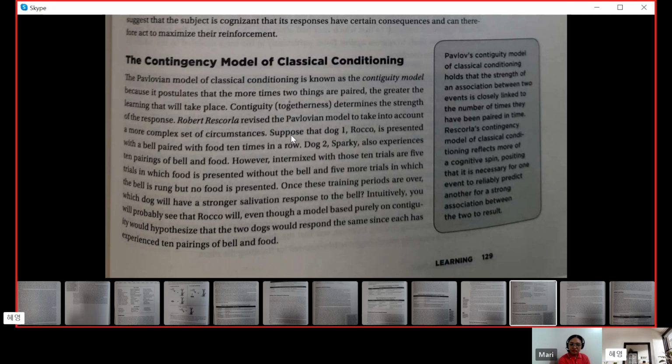Intuitively, you will probably see that Lucky will respond more strongly, even though a model based purely on contiguity would hypothesize that the two dogs would respond the same, since each has experienced 10 pairings of bell and food.